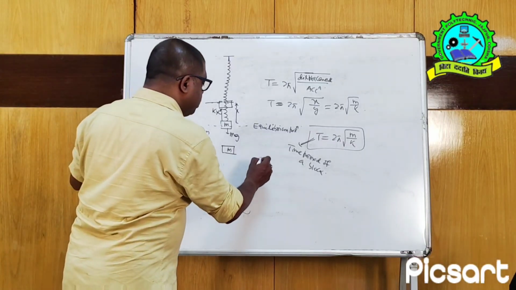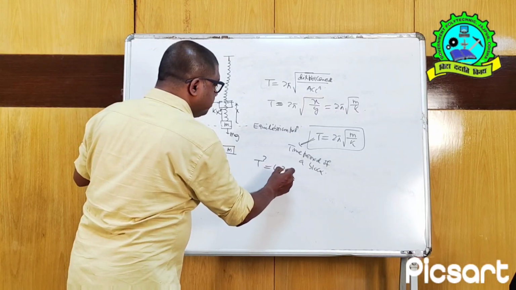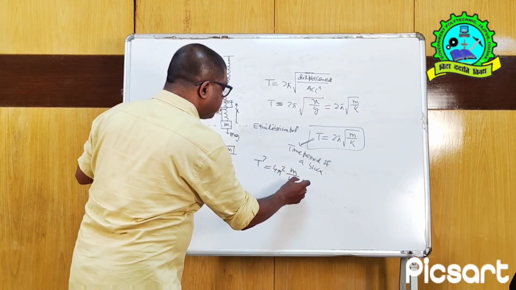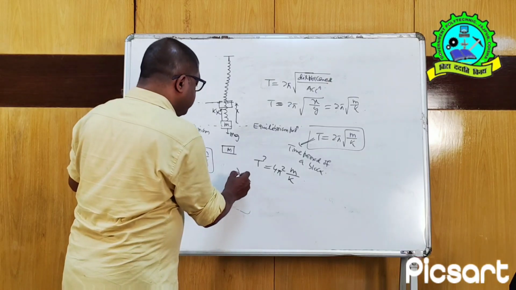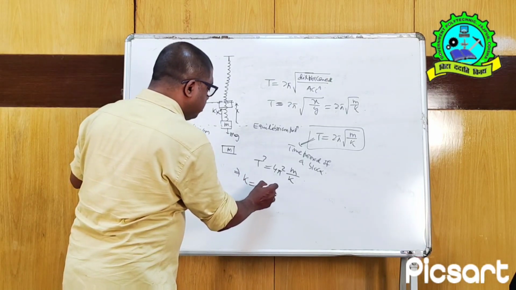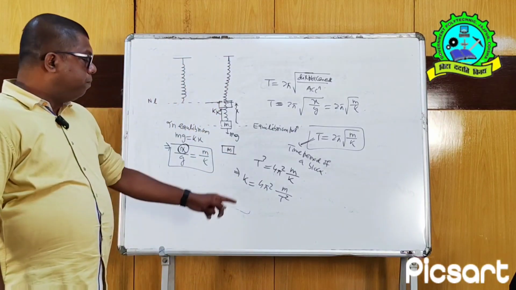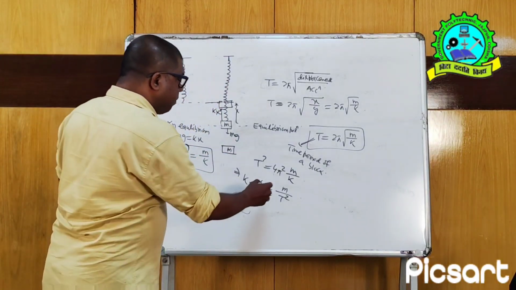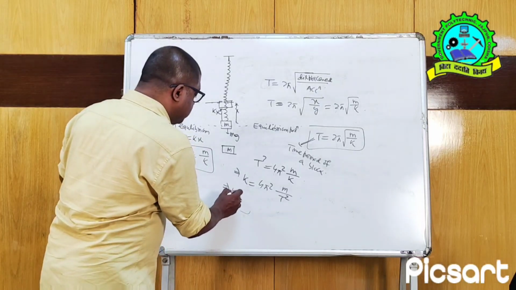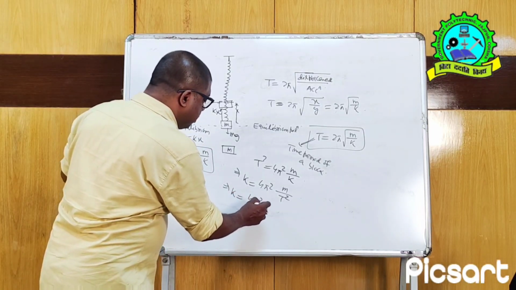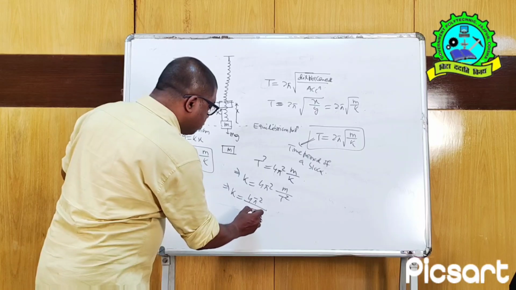So in this case, T square is equal to 4 pi square m by k. So k is equal to 4 pi square m divided by T square. So k is equal to 4 pi square m by T square.